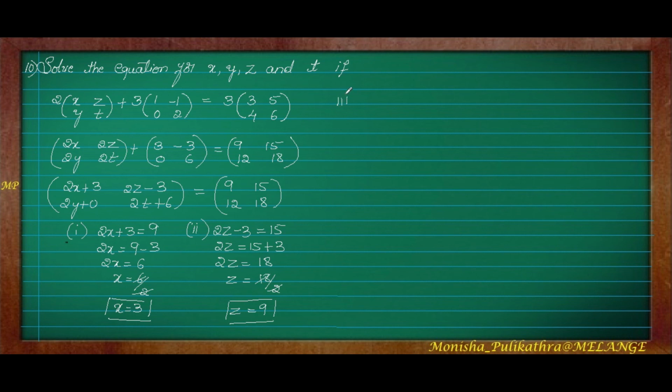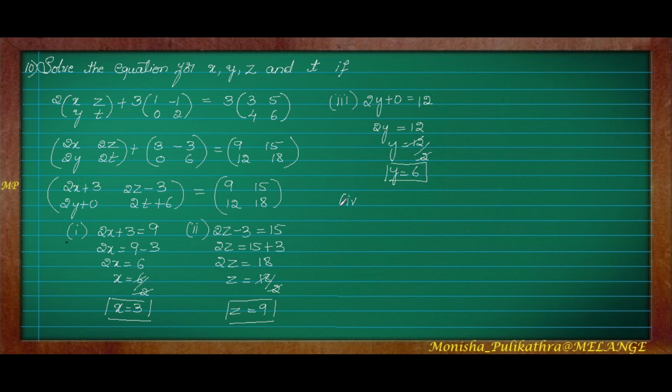Next, the third one. I will be taking 2y plus 0 is equal to 12. So here 2y plus 0 is nothing but 2y is equal to 12. y is equal to 12 by 2. 2 sixes are 12. So y is equal to 6.